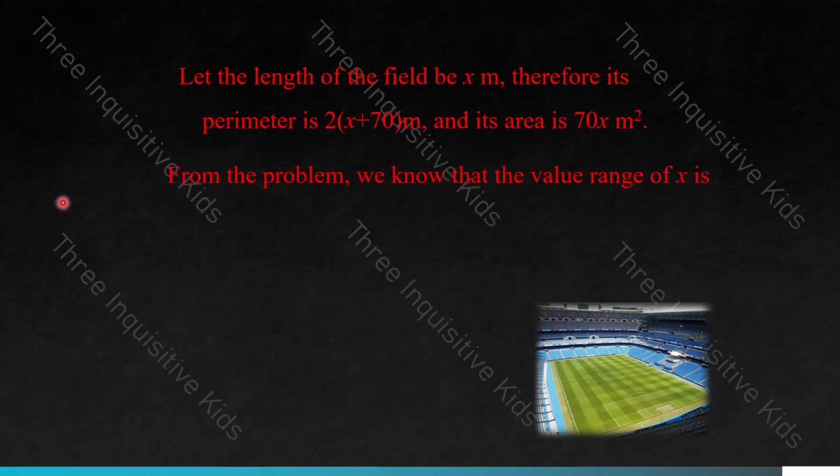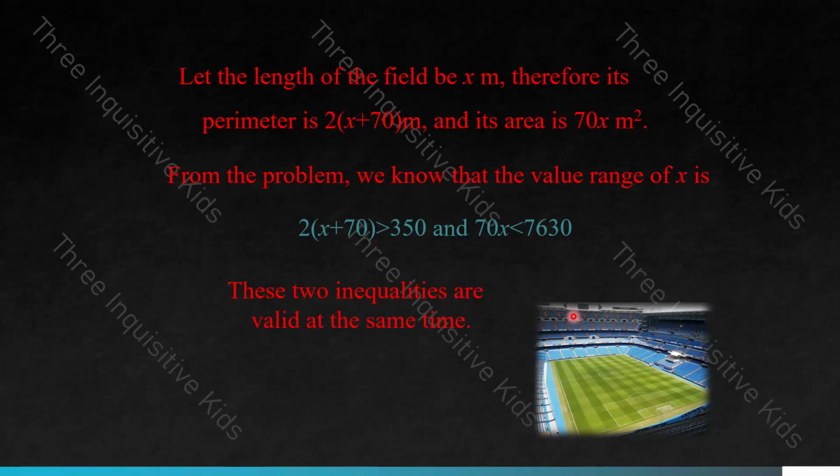From the problem, we know that the value range of x would be 2 times x plus 70 is greater than 350, since its perimeter has to be greater than 350 meters, and its area has to be less than 7,630. So 70x is less than 7,630. These 2 inequalities are valid at the same time, which means that they have a range of solutions.